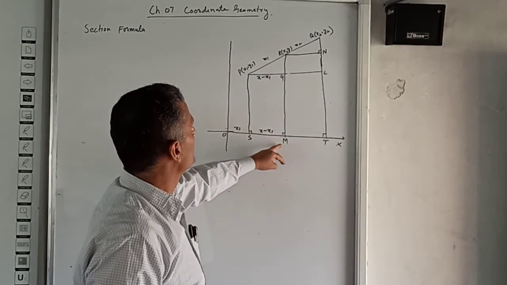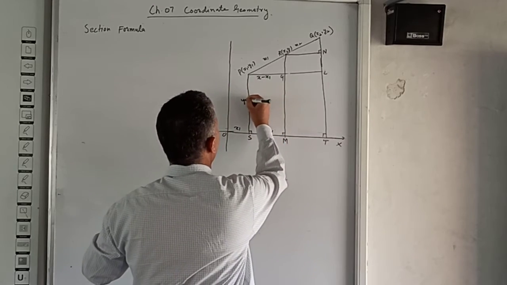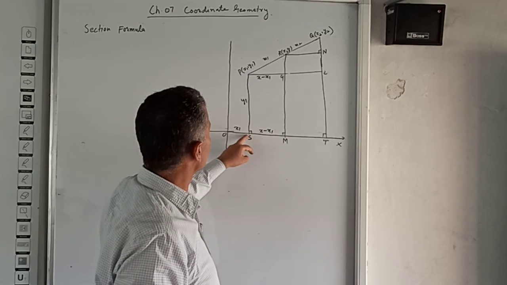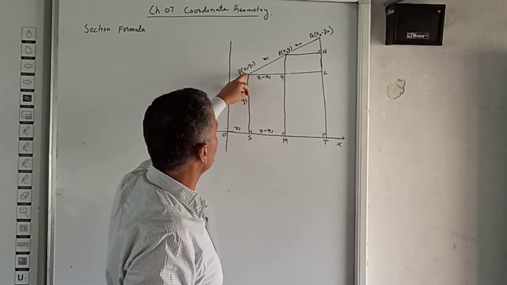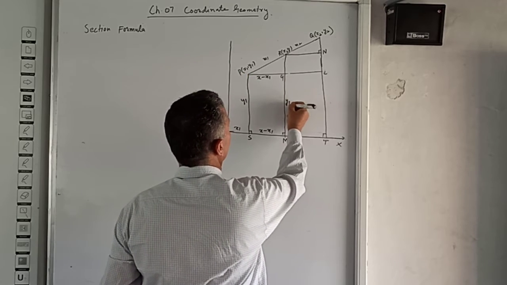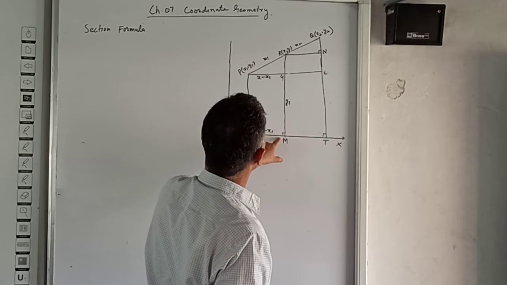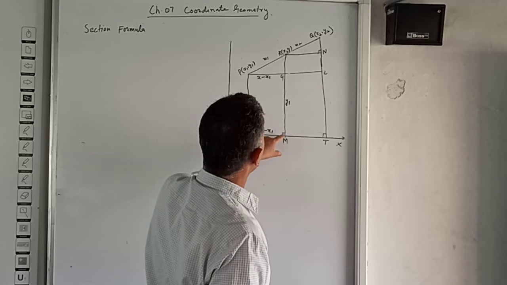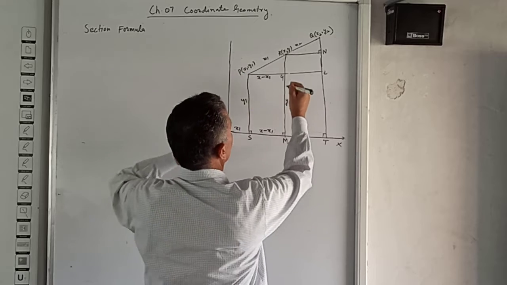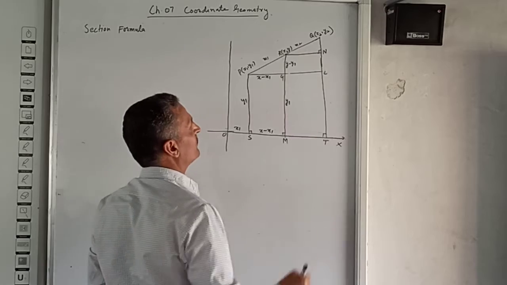What is O to M? It is x. Then this is y1, because you know point P is (x1, y1). So from this to this it is y1, so MG is also y1. What is then RG? Because this SM is x, from this point to this point the whole is y. So GM is y, so RG is y minus y1.